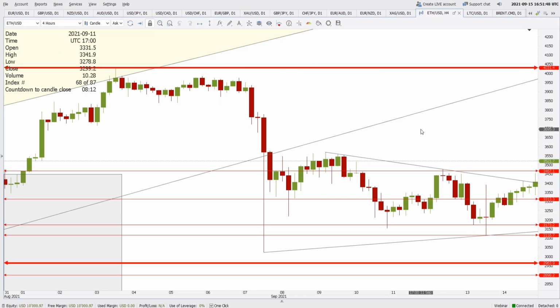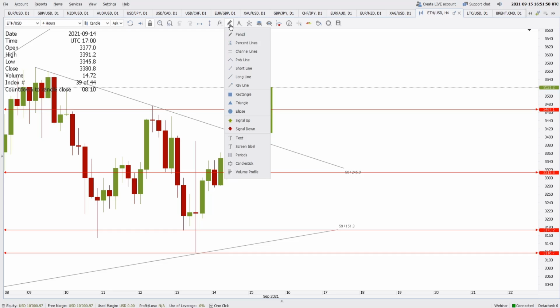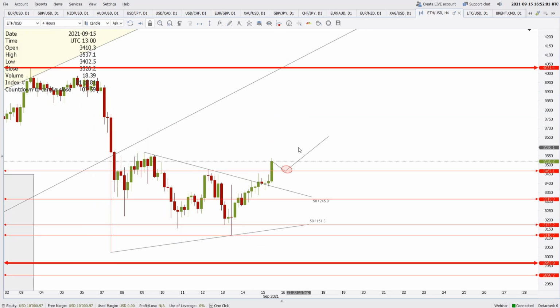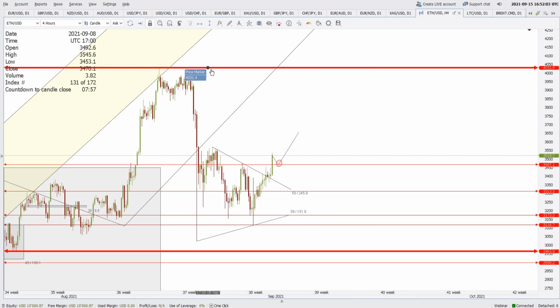So how can you do that? Simple, look for such a price action here. If you see such price action, look for a bullish price action near this area. If you see a bullish price action near this area, that will be your area to open the buy position.